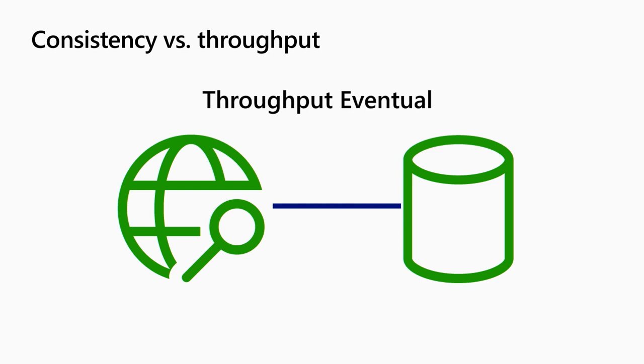After that, I want to show you consistency versus throughput. So I'll show you one example of what your throughput is going to be when using eventual consistency, and then what it's going to look like if you're using strong consistency.